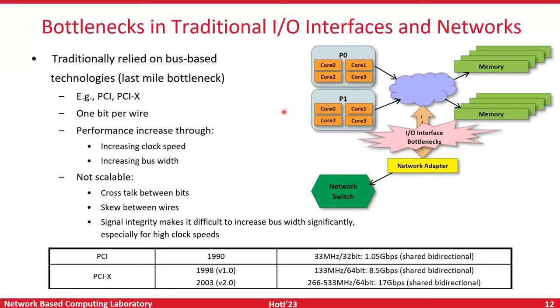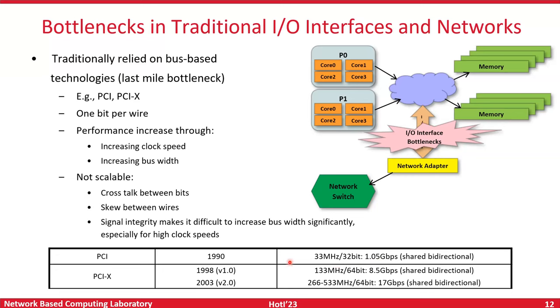In the very old days, PCI started in about 1990. For those who are familiar, it used to be a bus: 33 megahertz, 32 bit. If you multiply, it is about 1 gigabit per second. You have 32 bits and every bit operates at 33 megahertz, so altogether we can send at 1.05 gigabits per second. We can increase the throughput by either increasing the clock speed or the bus width. These are the two degrees of parameter.